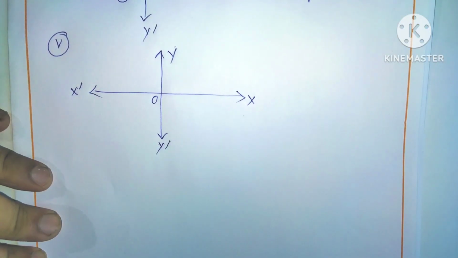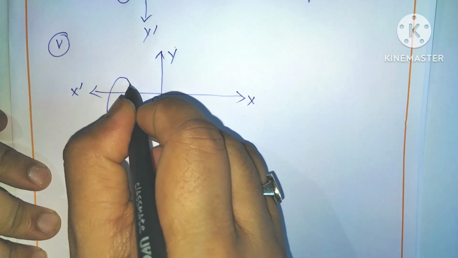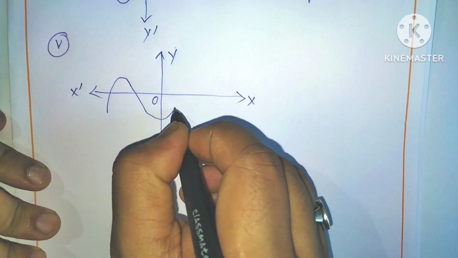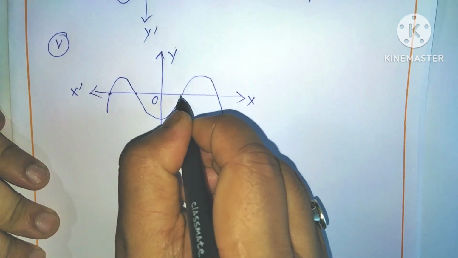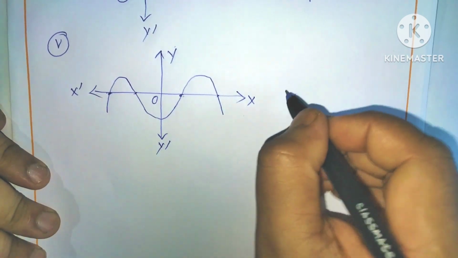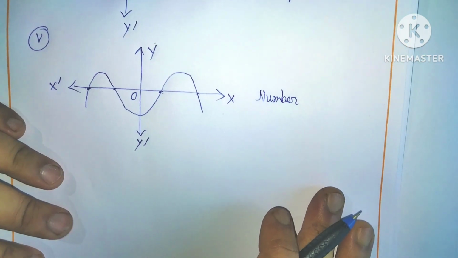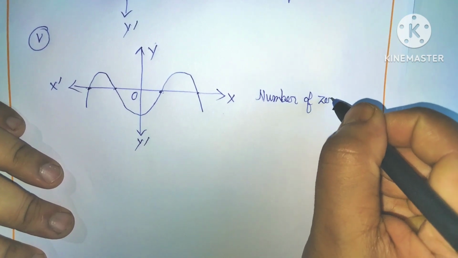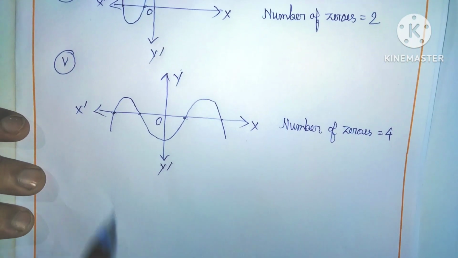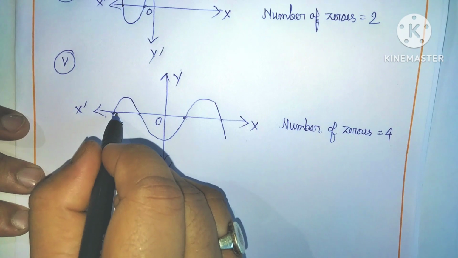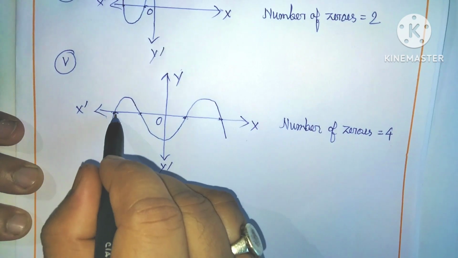This graph cuts the x-axis at 4 points, 1, 2, 3 and 4. So the number of zeros is 4.